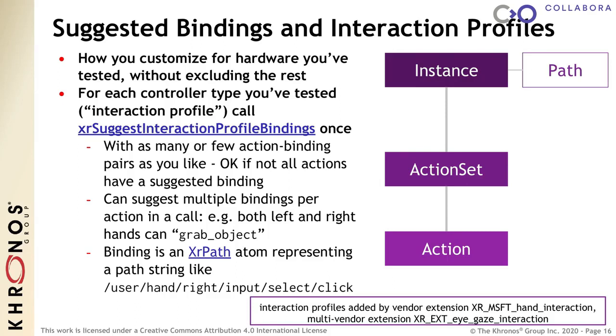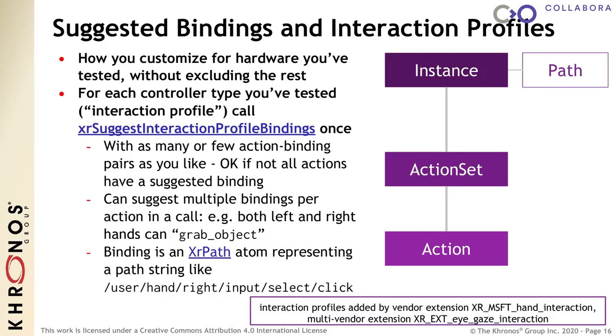Once you've established which logical actions a user of your application will make, you'd like to customize how they actually perform those actions for the hardware that you're used to and that you're testing on. This is where interaction profiles and suggested bindings come in. For each controller type that you've tested, there will be an interaction profile. These are listed in the specification, and they cover a number of well-known devices. Additional interaction profiles will be added through extensions.